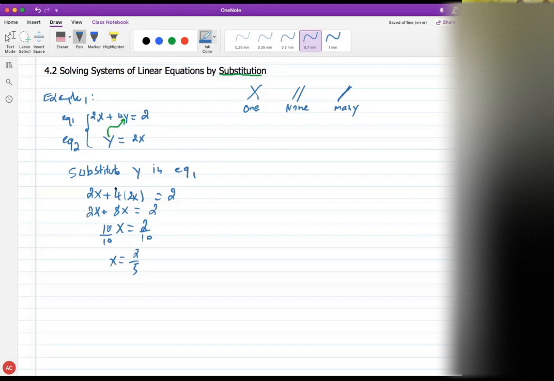So now, as you can see, we solved for one of the variables. When you find a solution, if you remember last time, the solution has to be a pair of points, x and y. So now we have x, but we still need to find y. Okay, so x is 2 over 3. We need to find the other one. So the solution should be a pair, either one point or many points.